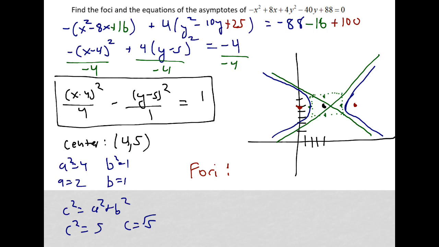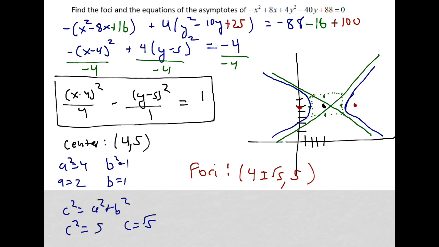So what are the coordinates of the foci going to be? It's going to be 4 plus and minus radical 5. So these are the two x values. We're going to go 4 and then radical 5 units more that way. And we're going to go 4, but then we have to subtract radical 5 from that. And what do you notice about each y coordinate here? The y value stays the same. So 4 plus radical 5, comma 5, and 4 minus radical 5, comma 5.